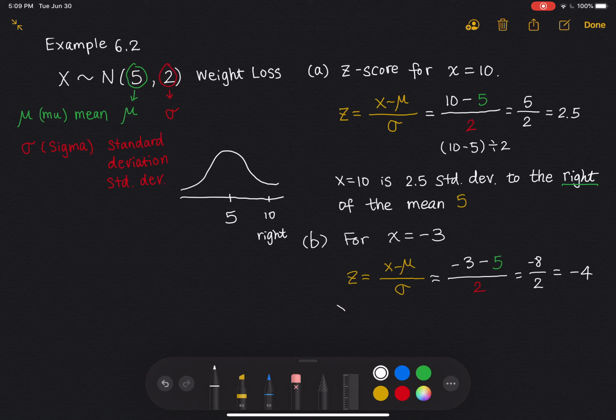So x equals -3 has a z-score of -4, or you can even say 4 standard deviations, because if you're talking about the location, you already account for the negative. So it's 4 standard deviations to the, okay, negative, so you say left of the mean. So that's how we solve example 6.2.